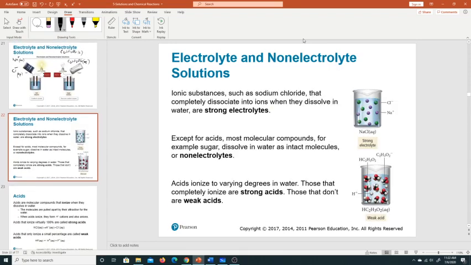Now we do have this intermediate case called weak electrolytes, such as acetic acid. Acetic acid looks like this. It's HC2H3O2. And when this ionizes, we get H plus and C2H3O2 negative. These are aqueous.